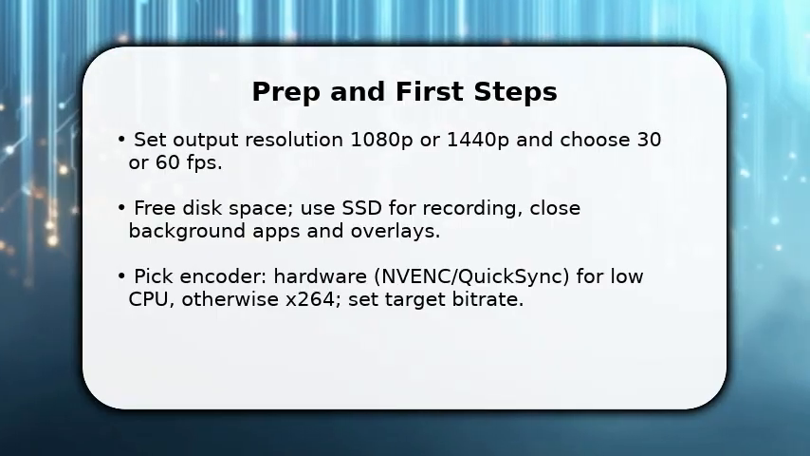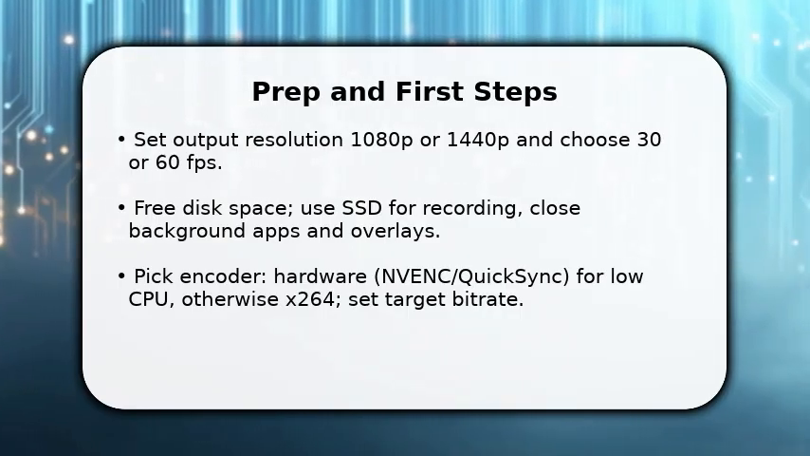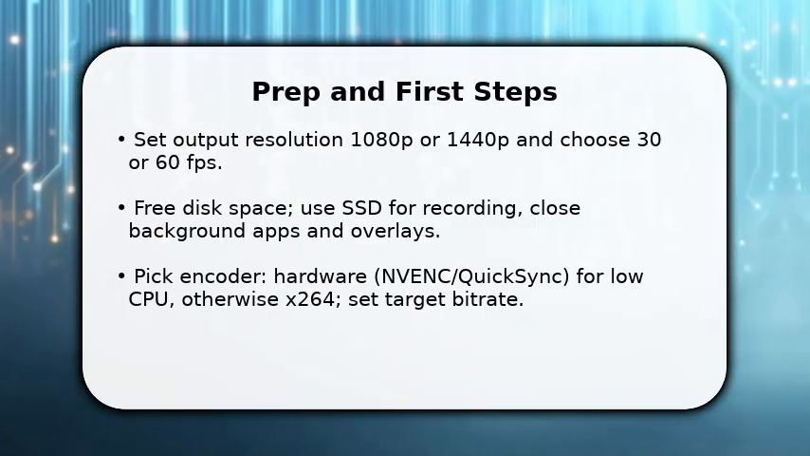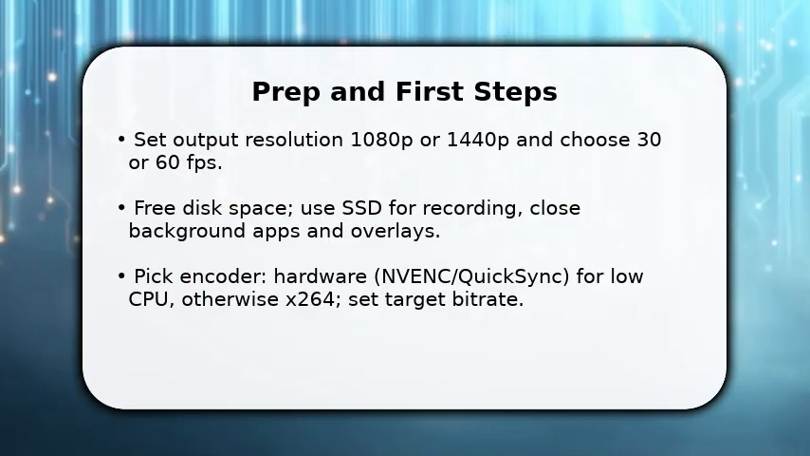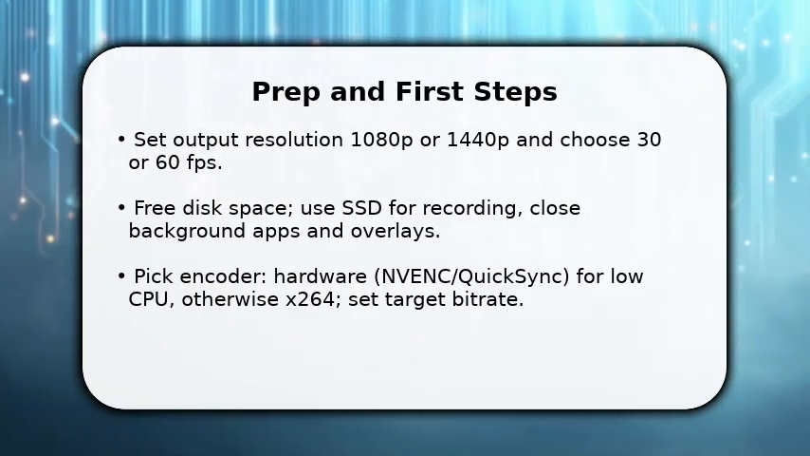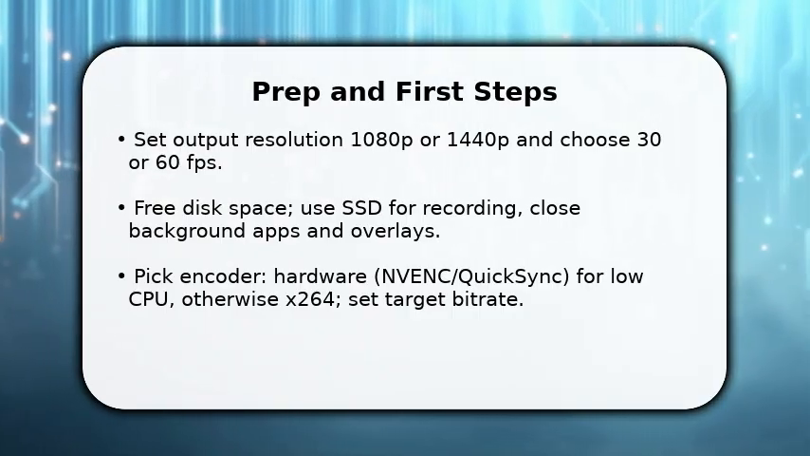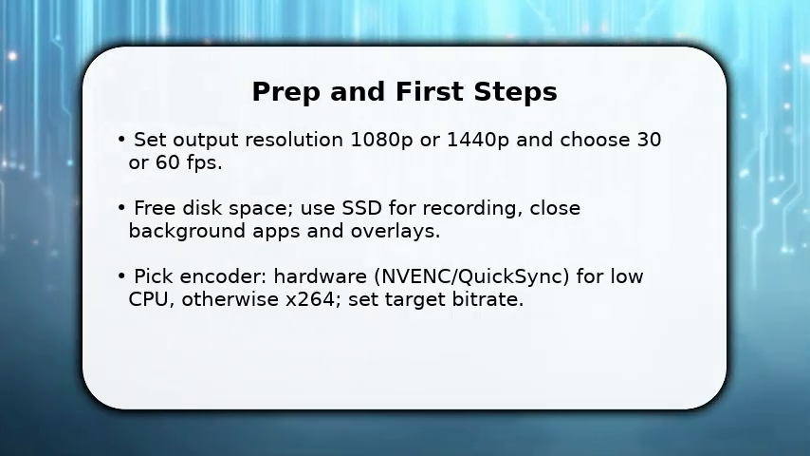You start by locking in core settings so recording quality isn't compromised. Set output resolution to 1080p or 1440p and choose 30 or 60 FPS depending on motion. Higher FPS needs higher bitrate. Once done, free disk space and prefer an SSD, and close resource heavy apps and overlays to avoid dropped frames.